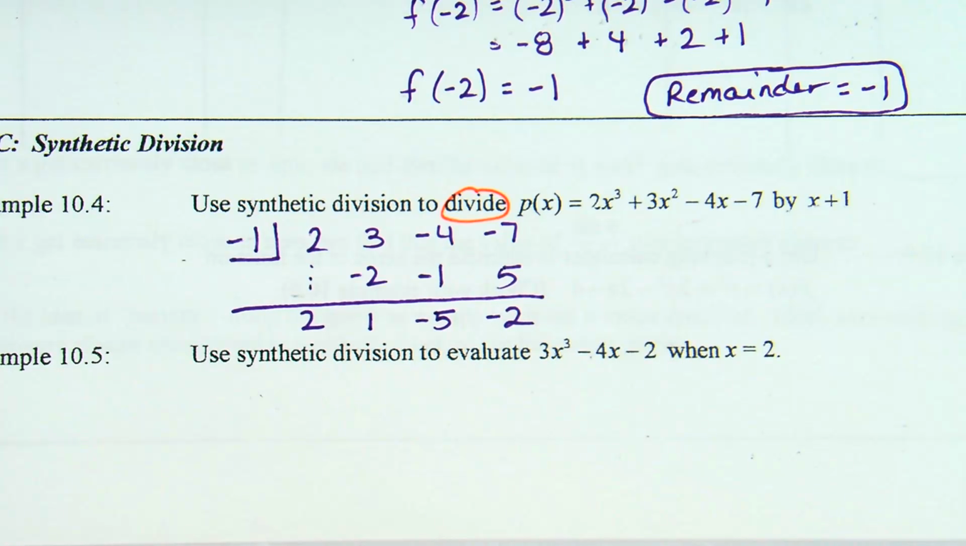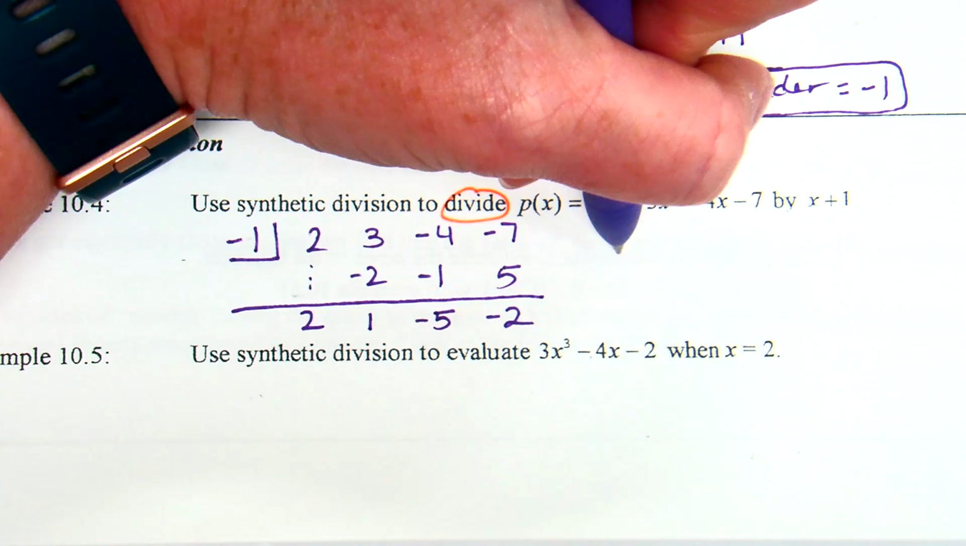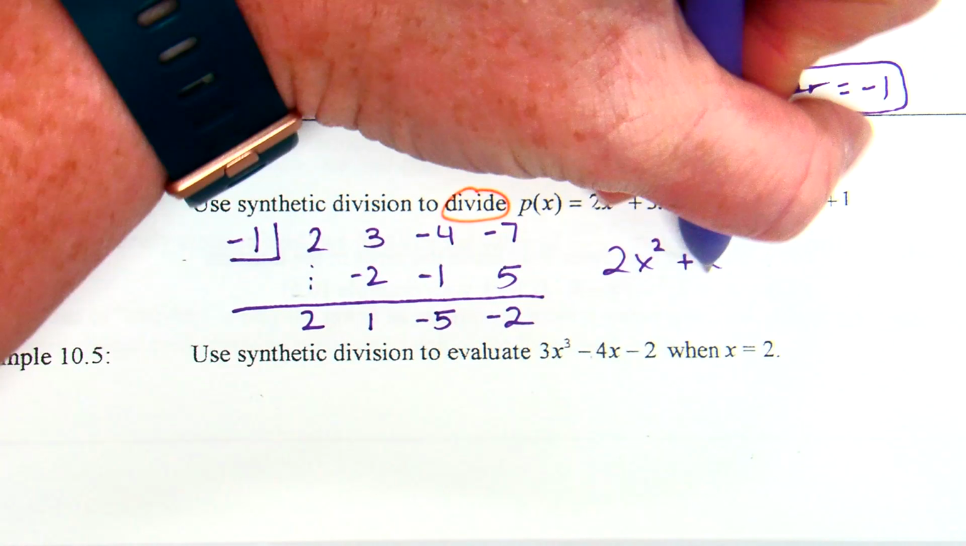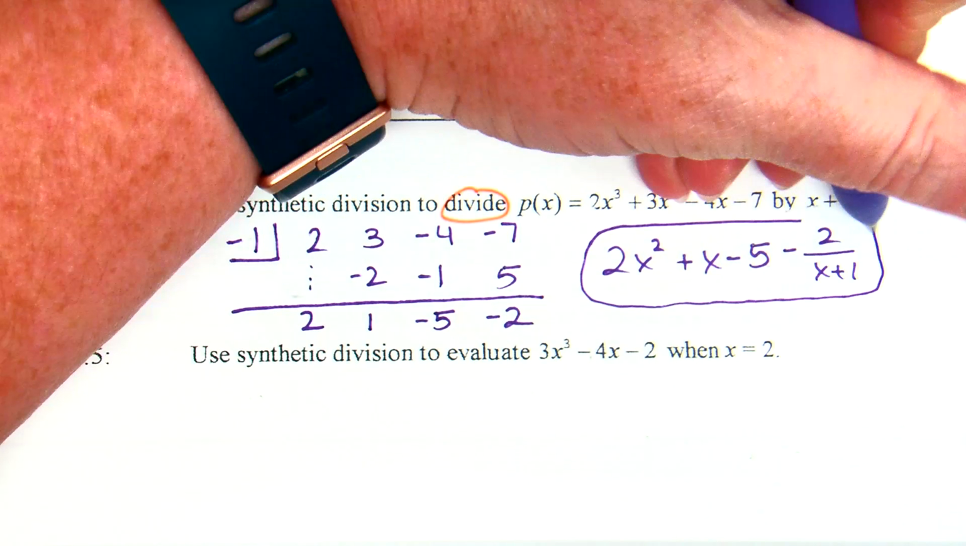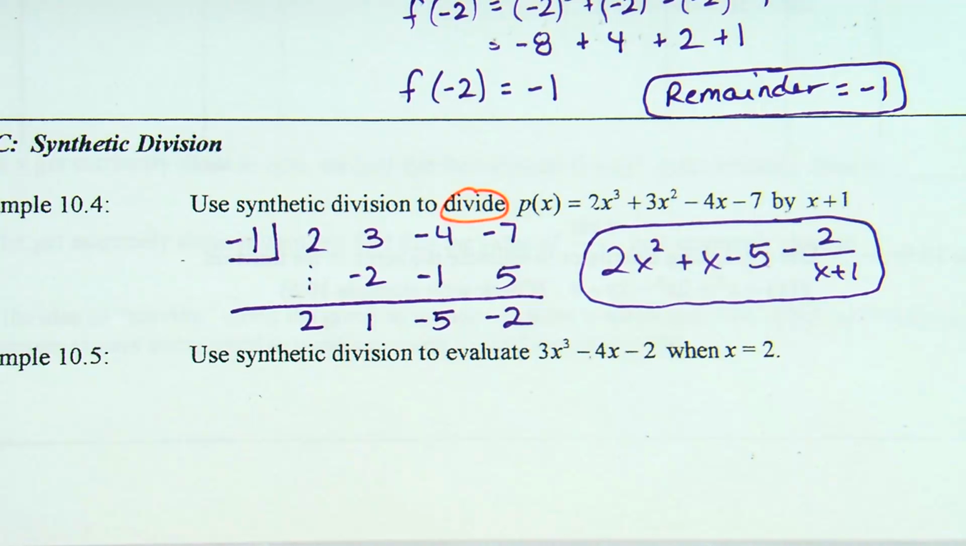Now, it didn't specifically just ask for the remainder, but what would the remainder be? Negative 2. But it said to divide this. So how do I express this answer of 2, 1, negative 5, negative 2? Exactly. We start one less power than what we divided, so 2x squared plus 1x minus 5. And normally we would say plus something over the divisor. Since it was a negative remainder, I went ahead and said minus 2 over x plus 1. And that x plus 1 was the divisor.